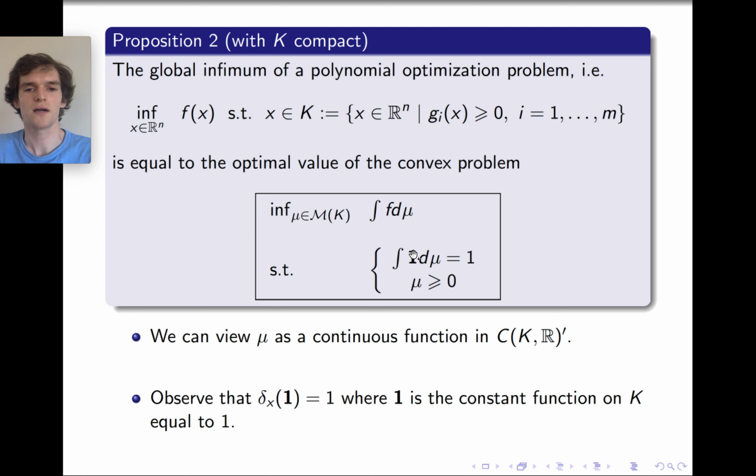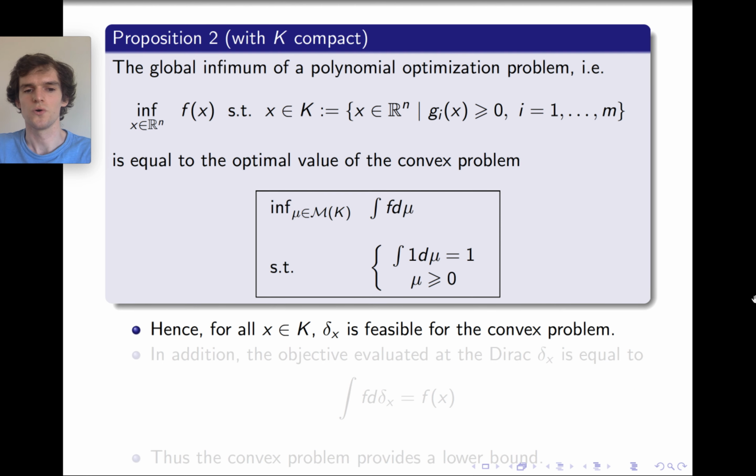And so speaking of Dirac, for this first constraint, observe that the Dirac applied to 1 is equal to 1, where 1 is the constant function on K, constant equal to 1. And so here we can conclude that the Dirac, for instance, satisfies both of our constraints. So it's feasible for this convex problem. The Dirac measure at a point x, where x is a fixed feasible point belonging to K.